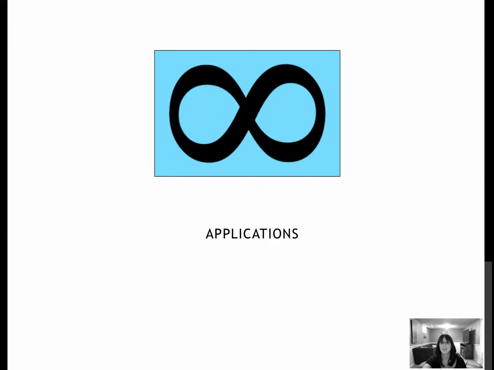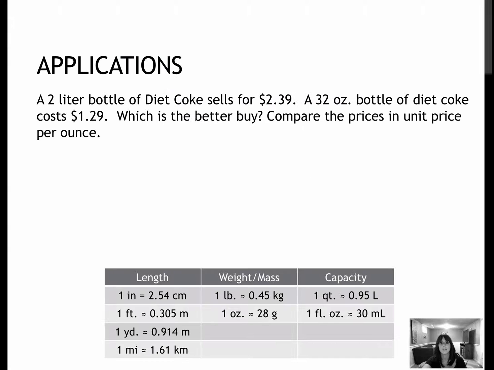Here are a few application questions dealing with conversions. We have a 2-liter bottle of Diet Coke that sells for $2.39 and a 32-ounce bottle of Diet Coke for $1.29. I know that I'm trying to compare the units in price per ounce. That's going to be very easy for me to do for my 32-ounce bottle of Diet Coke because the cost is $1.29 and the ounces are 32.